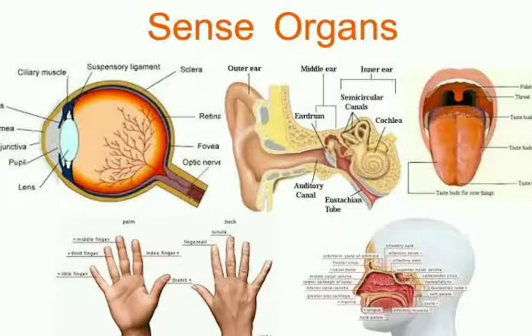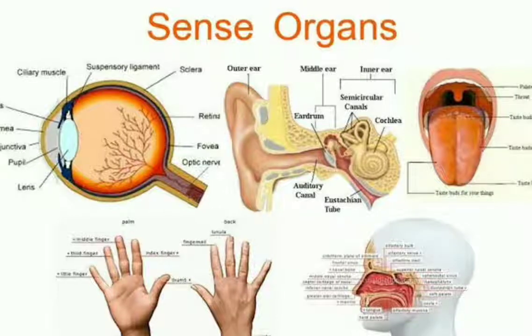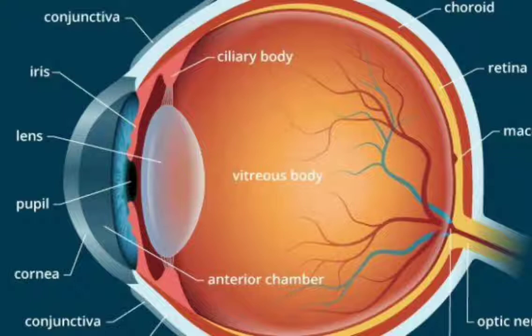So, what are sense organs? We already know the organs that connect us to the outside world are called sense organs, and there are a total of 5 sense organs. They are eyes, nose, ears, tongue and skin, and they help us to see, smell, hear, taste and touch respectively. So let us study about eyes.